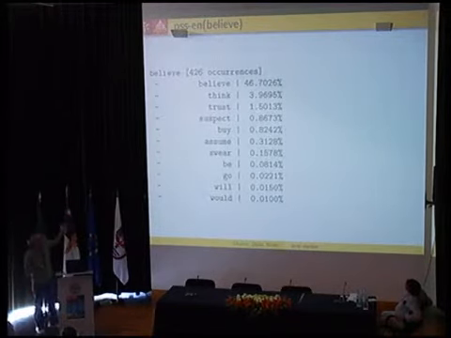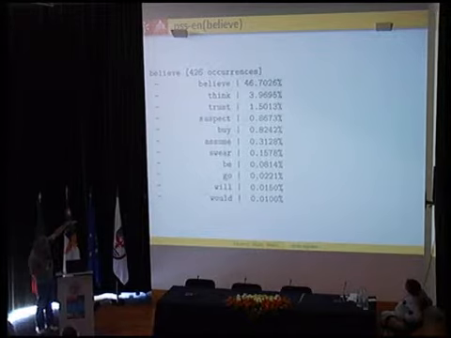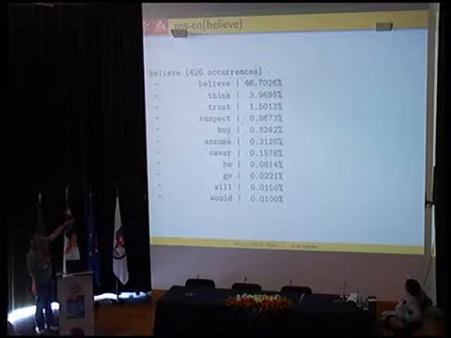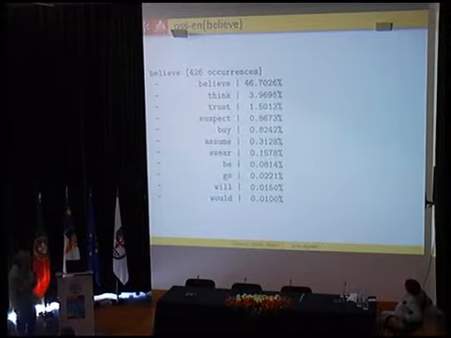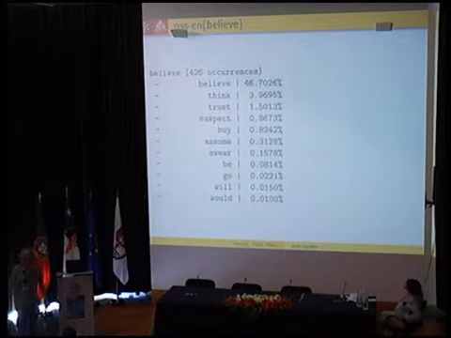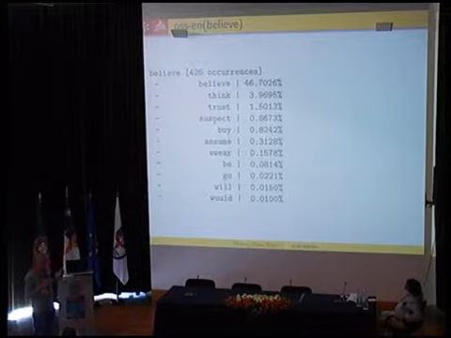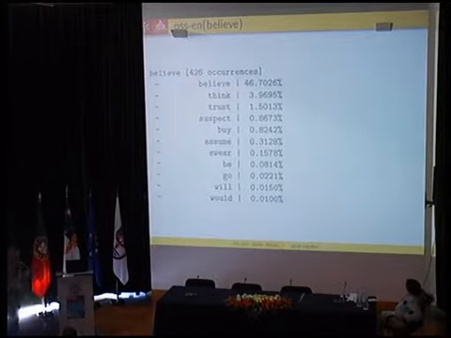Believe, think, trust, suspect, buy, perhaps. Assume, swear, be, go, auxiliaries again, will, auxiliaries. But that does not work so well when we have verbs that appear just 1 time or 2 times in the corpus, in which the noise is much bigger.